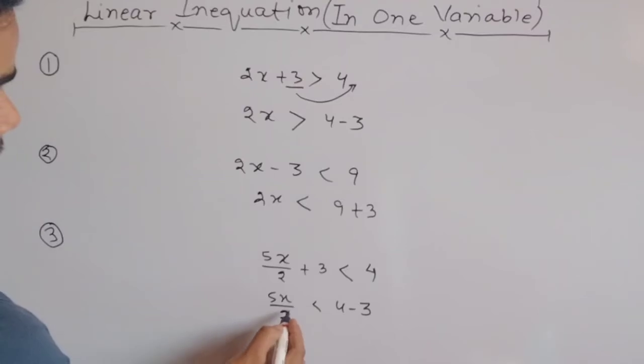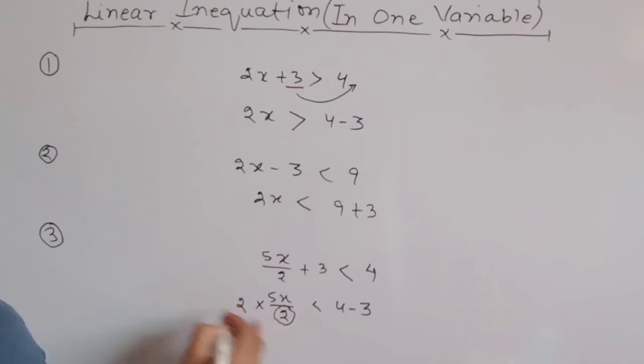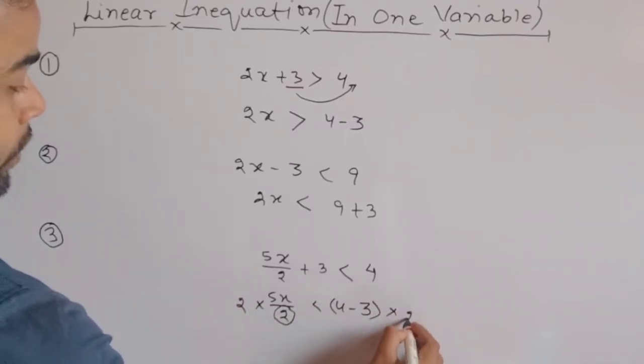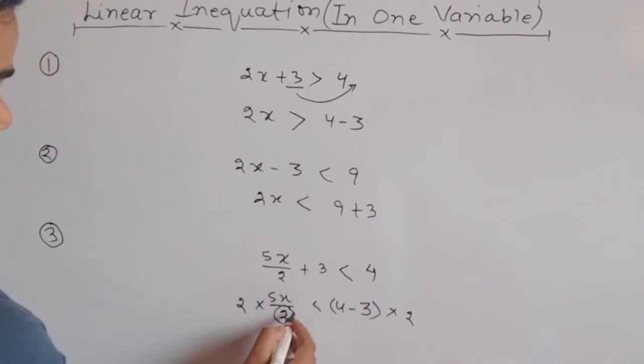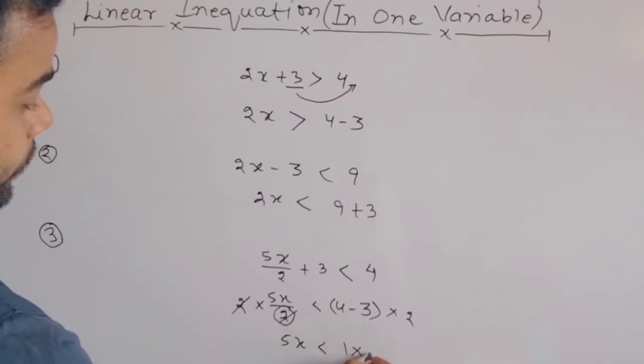If we want to eliminate 2, then we have to multiply it by 2, which is a positive number. 2 is a positive number, and if we are doing this, we have to do it on both sides. So as a result, 2 will be cancelled, and here 5x less than (4 minus 3) into 2.